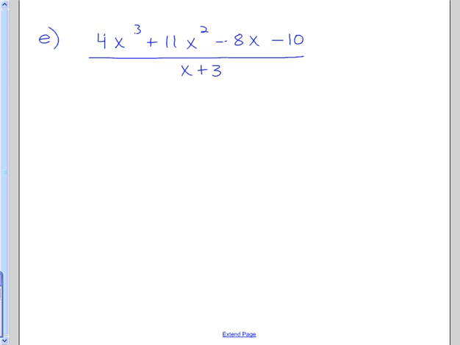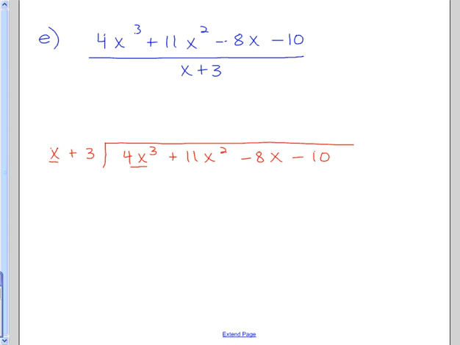Okay, let's look at one more example of this type. This one's a little bit longer. x plus 3 divided into 4x cubed plus 11x squared minus 8x minus 10. So again, this polynomial that's being divided is in the correct order. We have to make sure of that first. x into 4x cubed. What times x will equal 4x cubed? Well, that would be 4x squared.